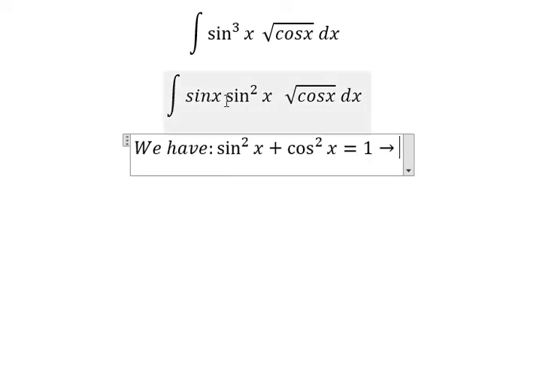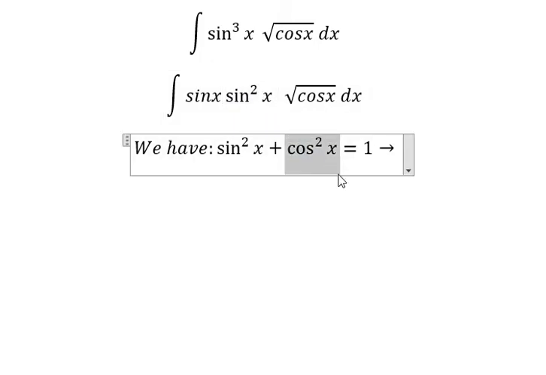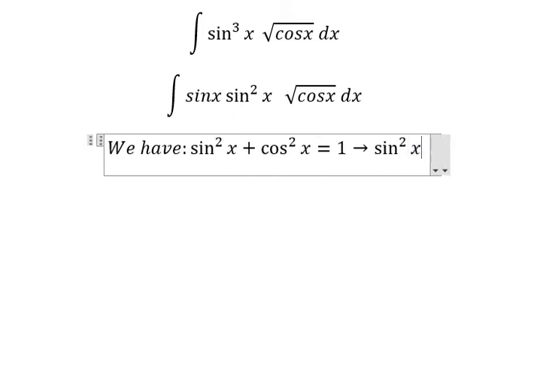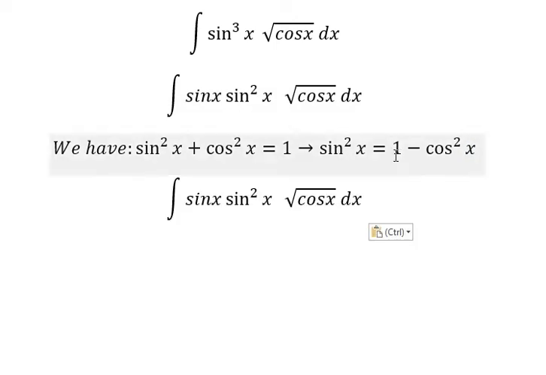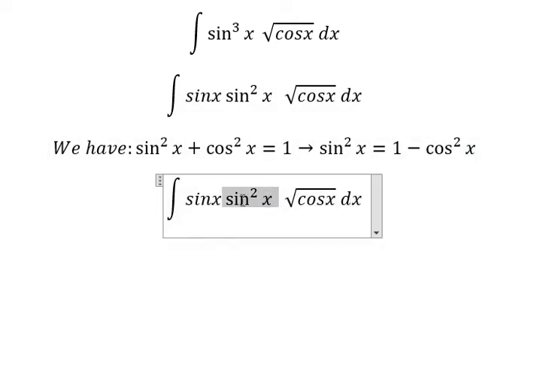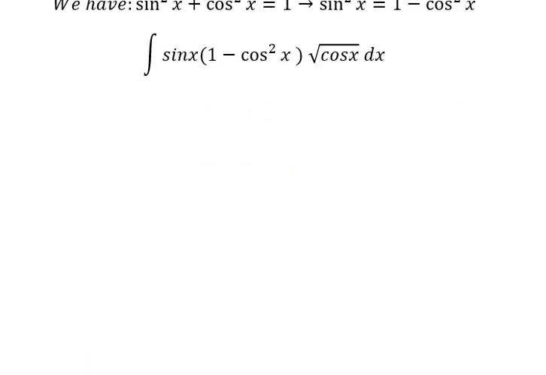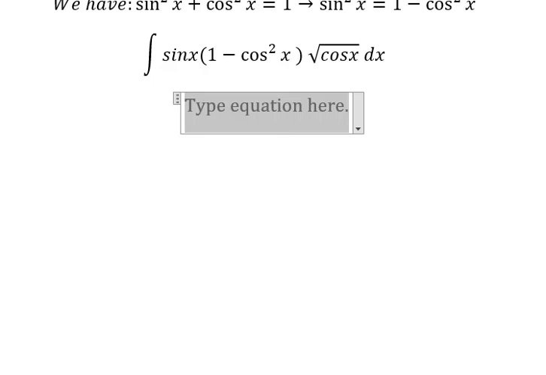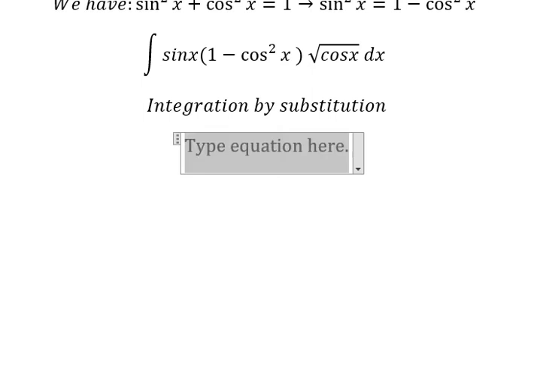Because we have sin x squared, I will put this one go to the right. So I will put this one to change for this one. Next, we can use integration by substitution. So I will put u equals cosine x.